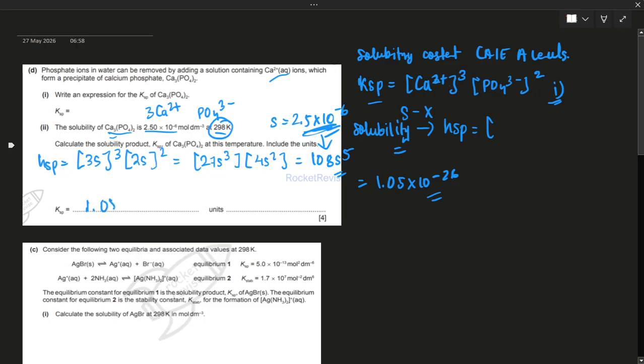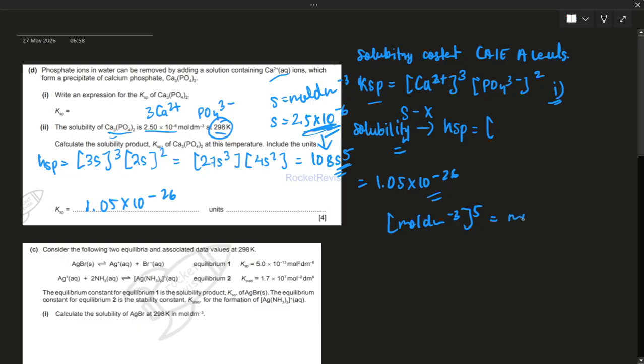They also asked us to find the units. Always write 3 decimal places. Anyways, they told us to find the units as well. The unit of S is mol dm cubed. Now what happens if you have the power of 5? All you have to do is take mol dm cubed and raise it to the power of 5.